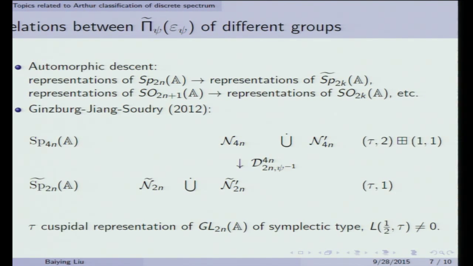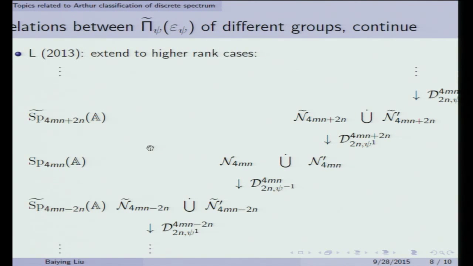So this is a result of Ginzburg-Jiang-Soudry. They consider these two groups, and they get this correspondence. So this union consists of all cuspidal representations in that packet. And so these are cuspidal representations in that tempered packet, the generic packet of the double cover. To prove that this is really a map, namely, that taking some irreducible representation here you really get one irreducible representation, irreducibility is always hard. OK, so then I extend this to higher rank cases, and get this similar thing. The union is all cuspidal representations in some packet. And this is given by descent. And there are other similar correspondences for other groups.